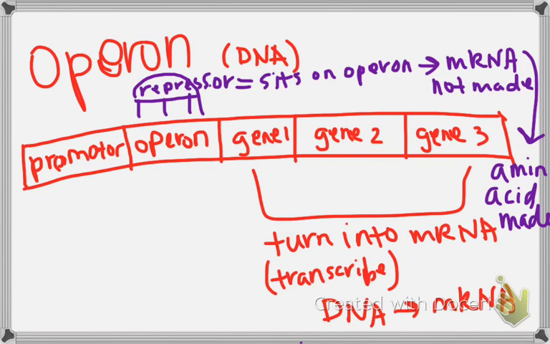So remember, this repressor is an off switch. We are turning transcription off. It sits on the operon, turning transcription off. That means no mRNA is made, and that eventually means no amino acid is made. Oh my goodness, it's not good. But let's look at a different situation, shall we?